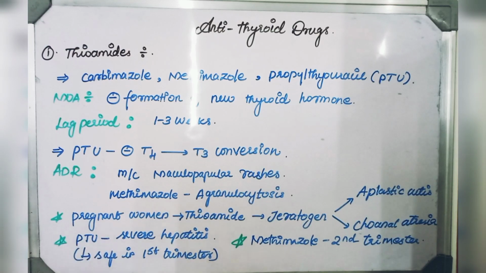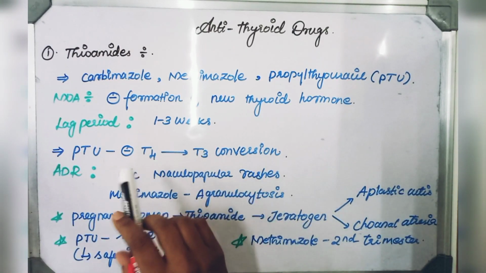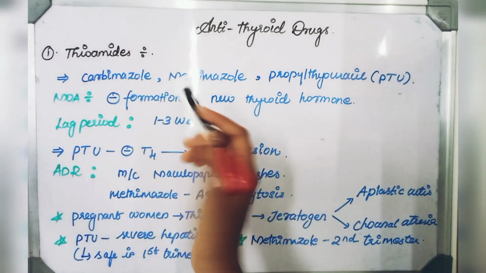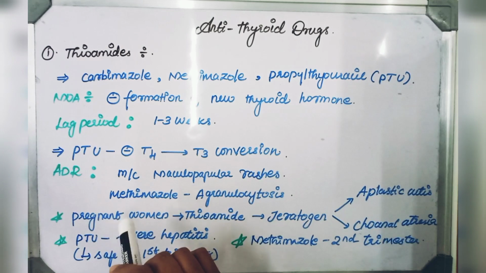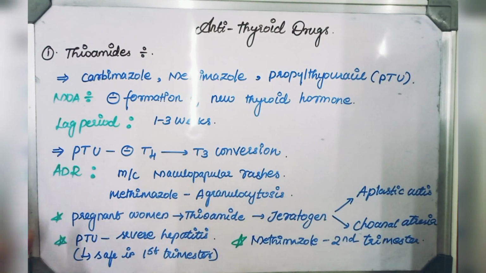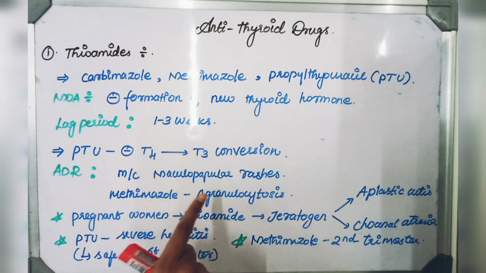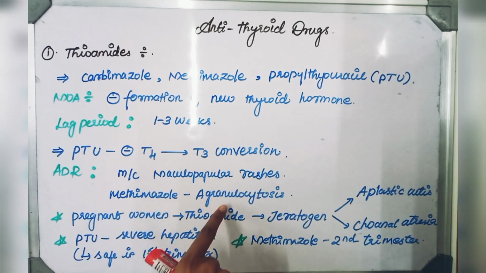What is special about propylthiouracil? Along with inhibiting the synthesis of thyroid hormone, it also inhibits the peripheral conversion of T4 to T3. All the other drugs don't have this property. The most common adverse drug effect of the thioamides is maculopapular rash, and with methimazole we can come across the ADR of agranulocytosis.